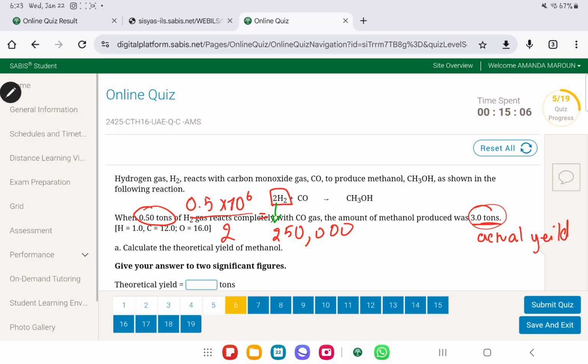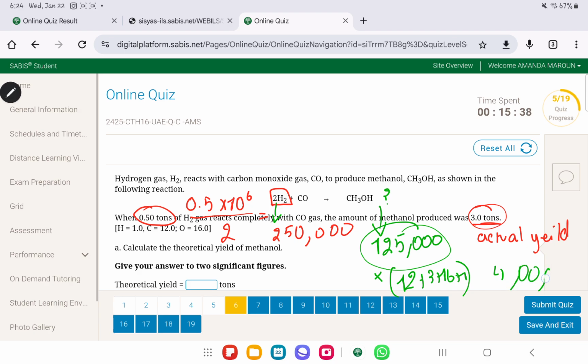Now, 2 moles became 250,000 moles. What about 1 mole? Definitely by applying the cross multiplication, we are gonna get 250,000 divided by 2, which means that 1 mole will become 125,000 moles. Now the theoretical yield is the number of moles multiplied by the molar mass of CH3OH, so 12 plus 3 plus 16 plus 1. So we get an answer of 4 million. Okay, and then if we divide it by 10 to the power of 6, we will get 4.0 tons.